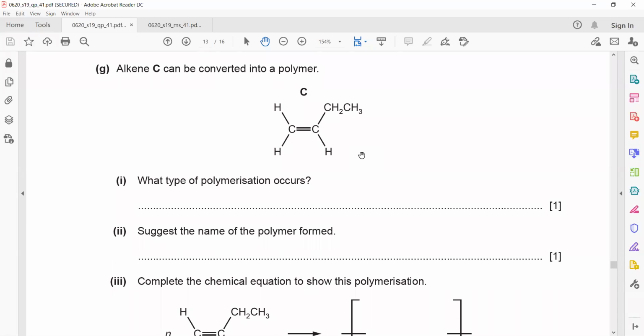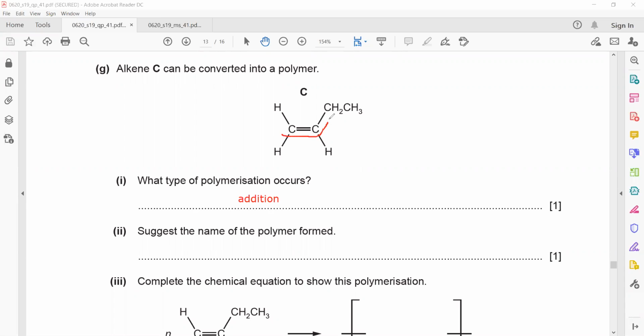Alkene C can be converted into a polymer. What type of polymerization occurs if we polymerize this alkene? There are two types of polymerization, addition and condensation. So it is addition polymerization. Then state the name of the polymer. For alkenes, the polymer is named after the monomer. So first we check the name of this monomer.